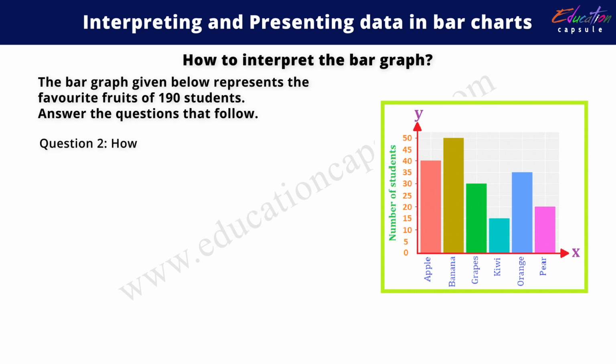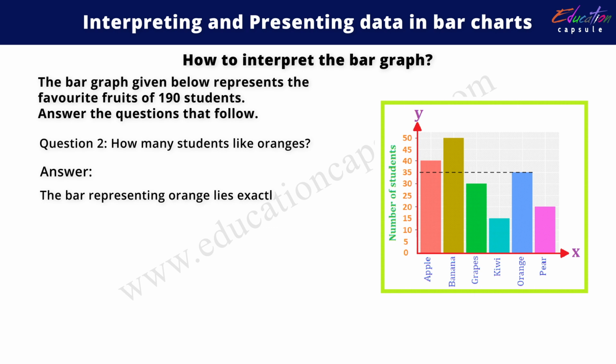Next is, how many students like oranges? The bar representing orange lies exactly in between 30 and 40, that is 35. So we can say that 35 students like oranges.